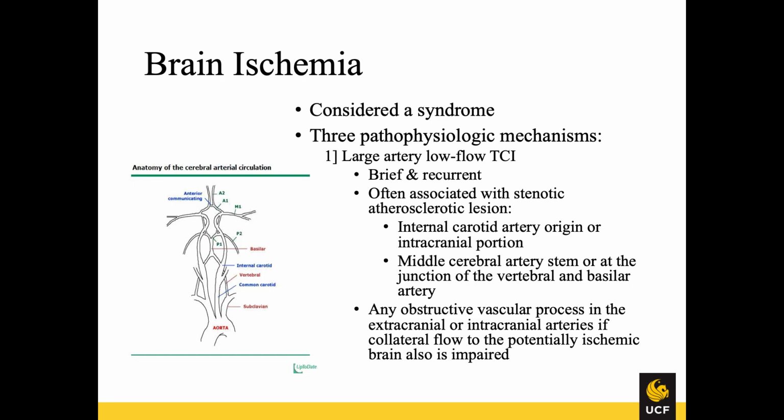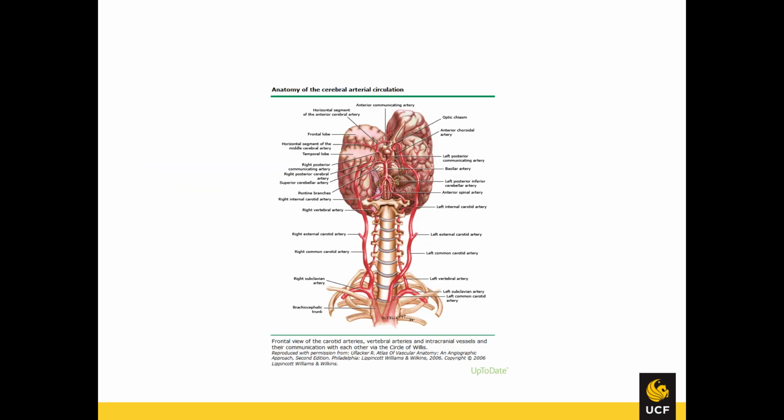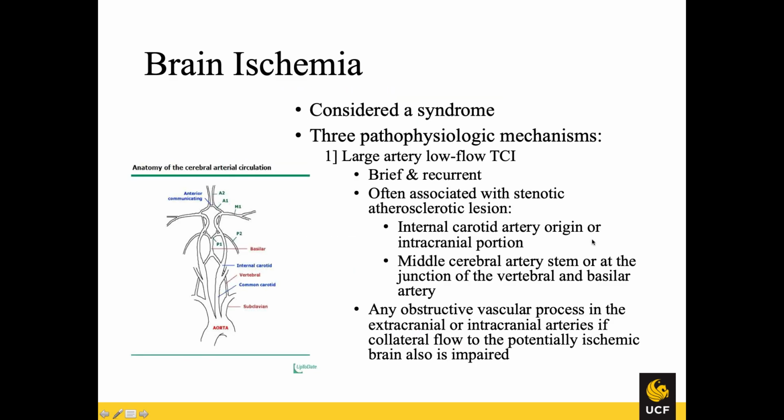So this is the anatomy of the cerebral arterial circulation. You can see that here on the left. You've got the anterior communicating artery here, A2, A1, M1, P2, P1, all of that outlined. Let me get my arrow out. Oh no, let me go back. Sorry. Here. And the basilar, internal carotids, the vertebral, the common carotid here, subclavian, and then your aorta down here.